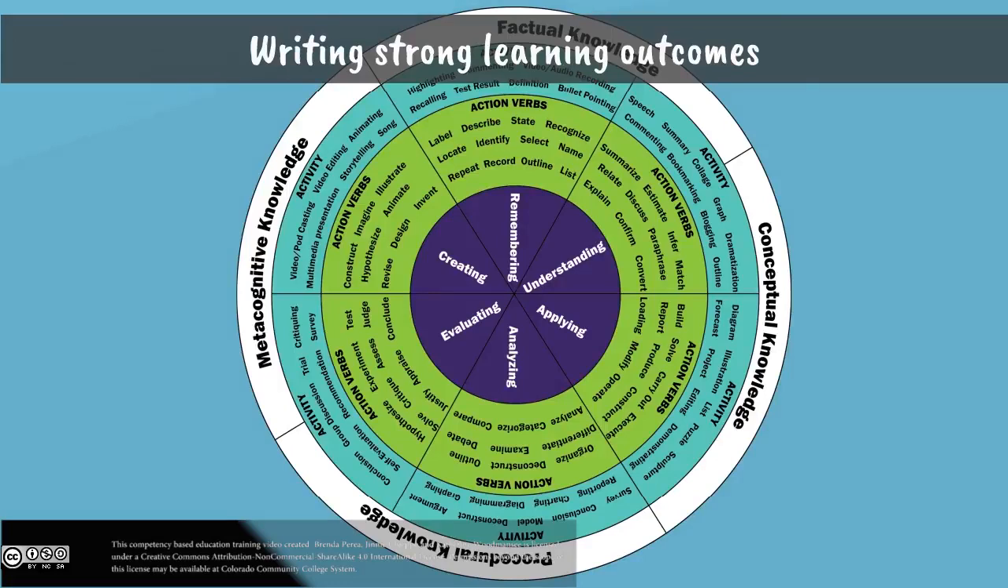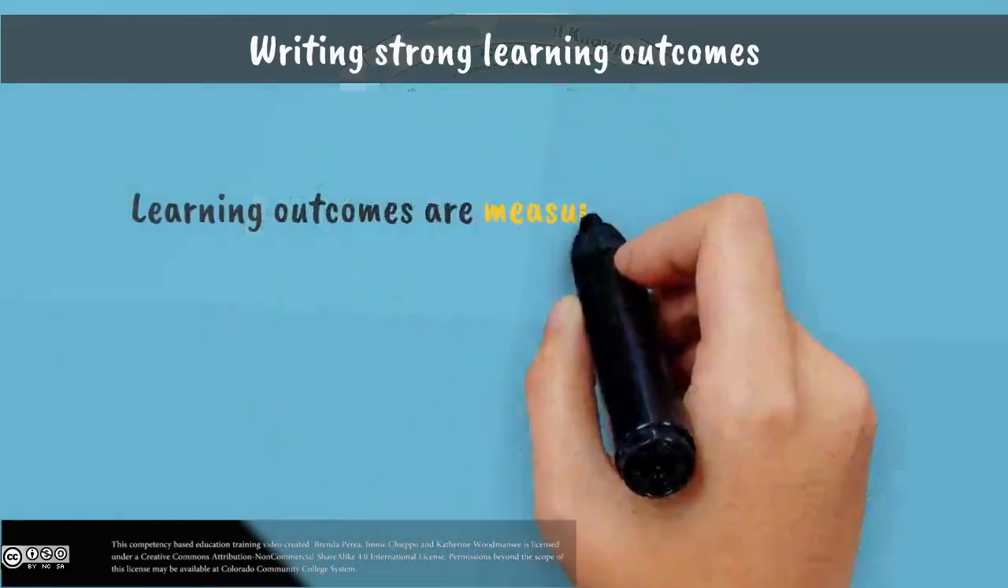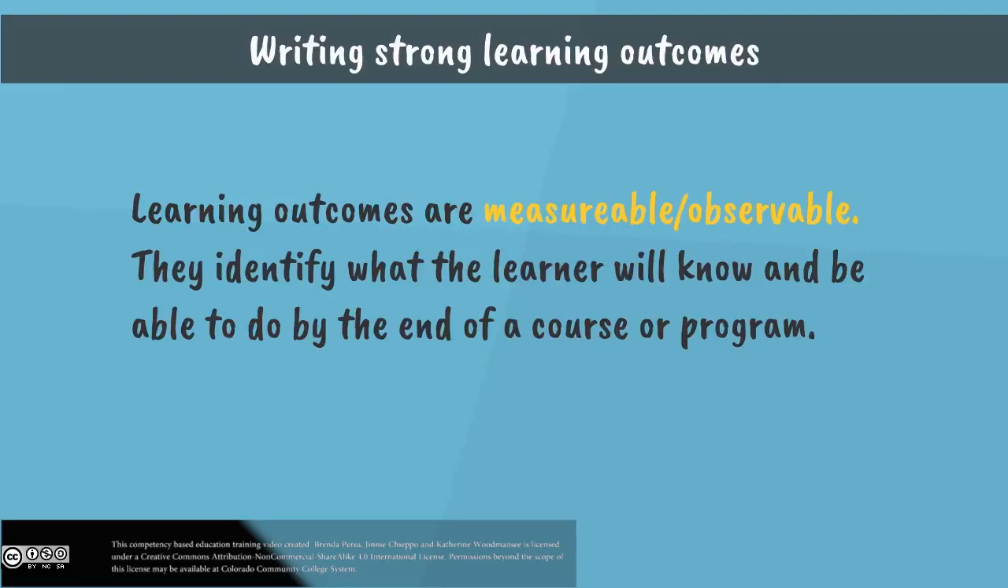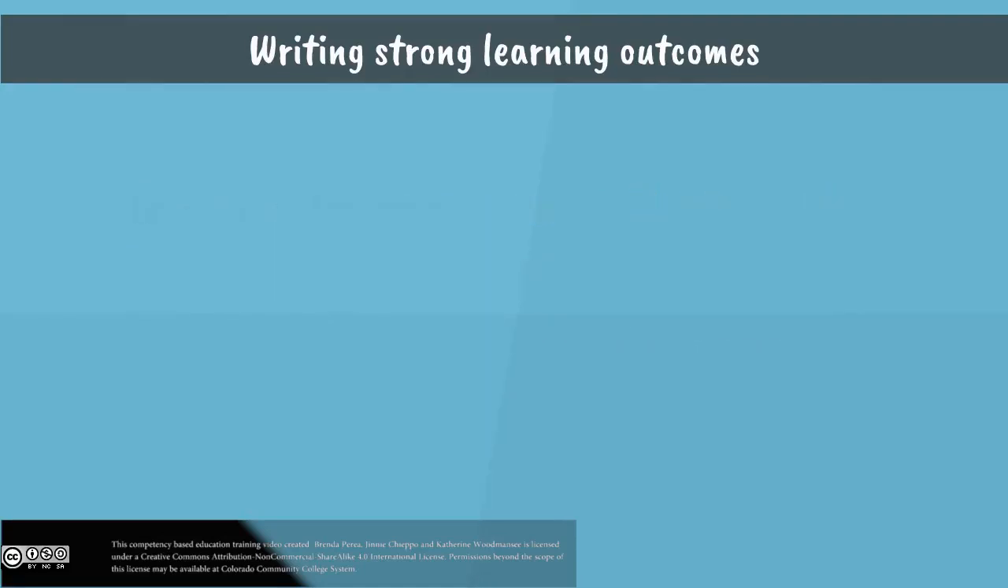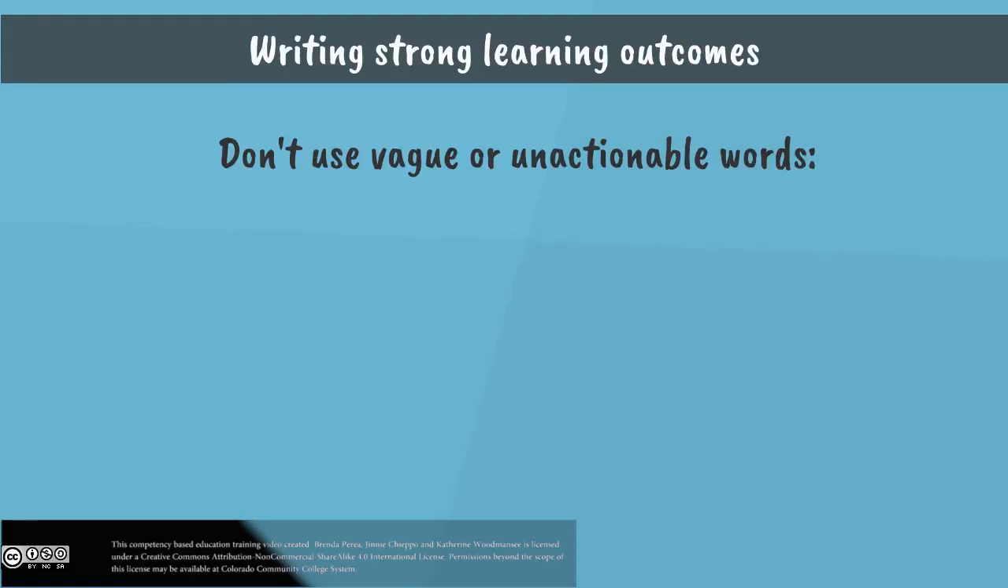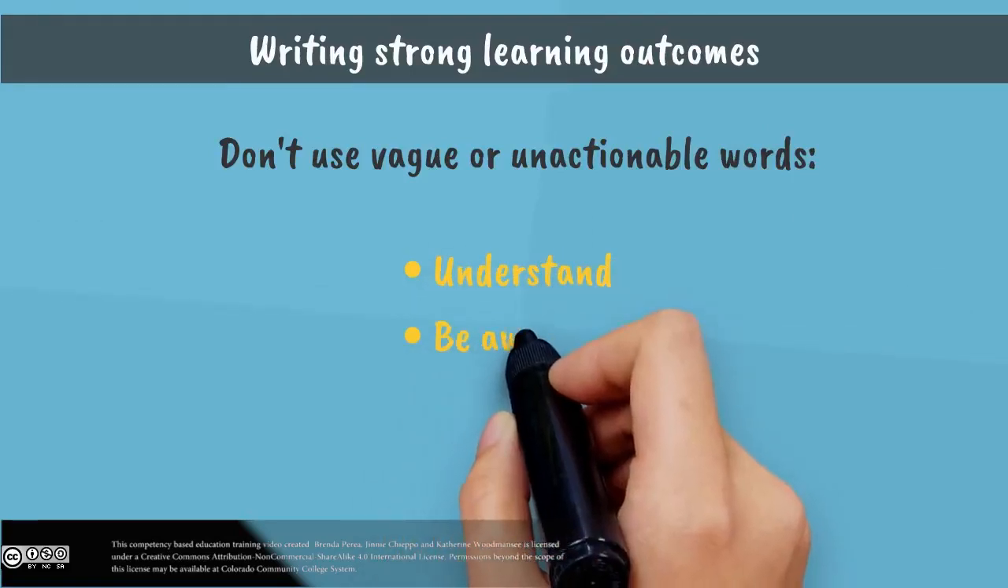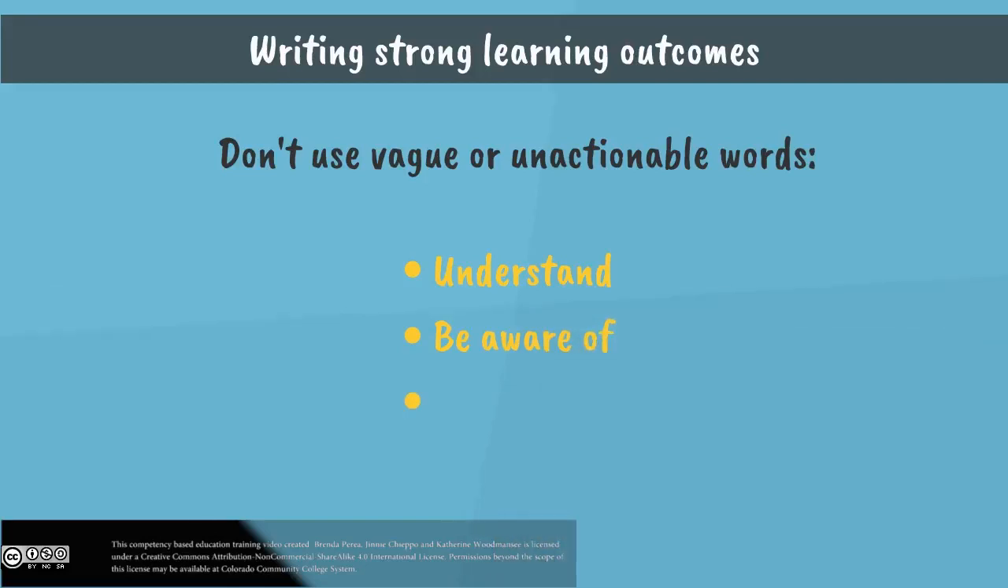When developing learning outcomes, keep in mind that this wheel is not all-inclusive and that there might be a better measurable action verb for you to use that is not listed on this wheel. Also keep in mind that learning outcomes need to be measurable or observable and that they identify what the learner will know and be able to do by the end of a course or program. Another thing to keep in mind when you are developing your learning outcomes is to avoid using vague descriptions like understand, be aware of, learn, or any other non-measurable description.